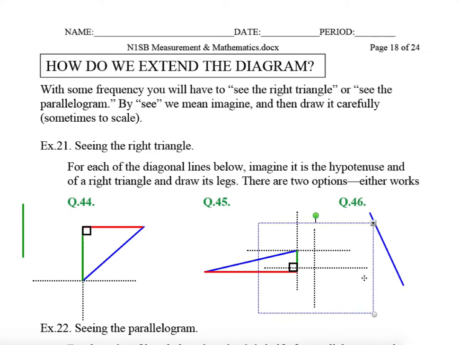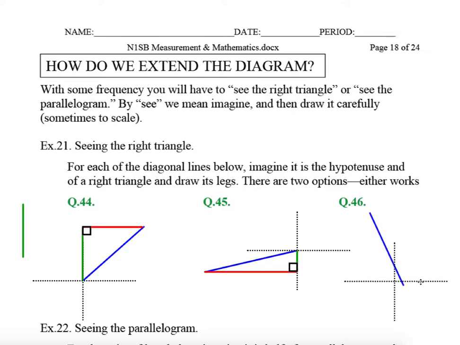One more over here. Maybe we'll move our set of axes down to the bottom again. And please keep in mind, sometimes it's a little tough to sketch these. This blue line given to you, this diagonal line, is the hypotenuse in this case. So seeing the right triangle and imagining that's the hypotenuse. All right.